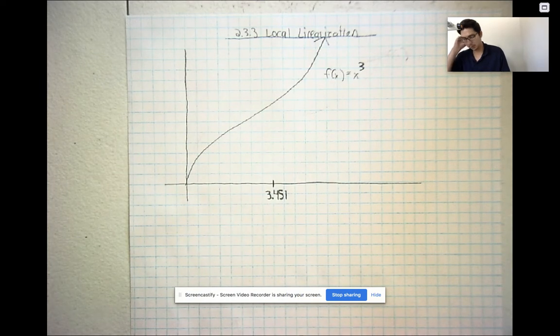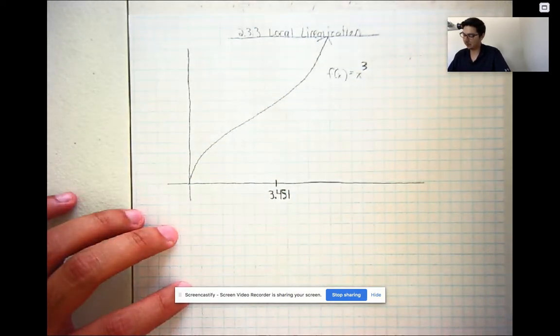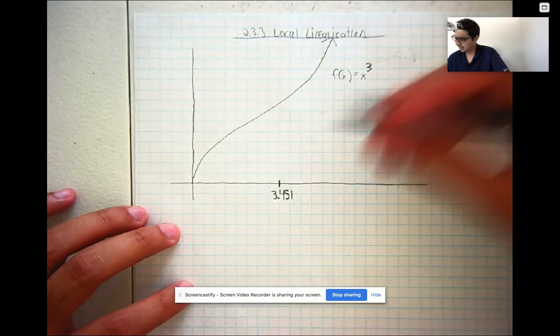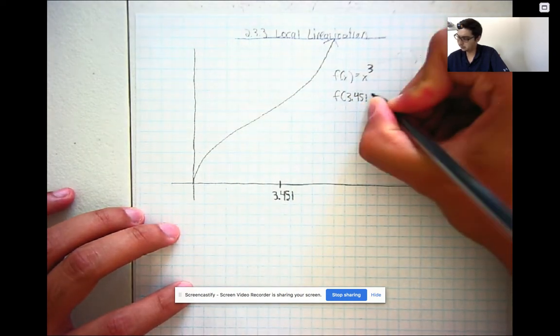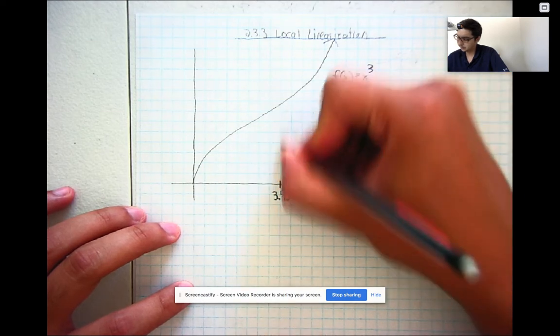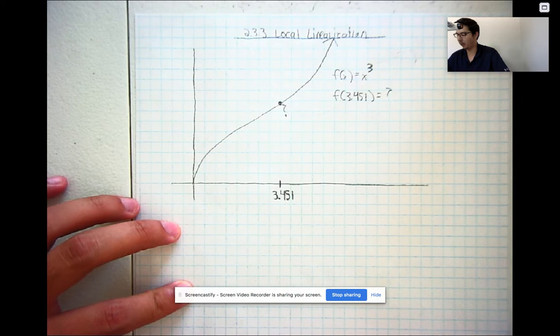So let's look through an example, and let's say we have the function x to the third here, and I kind of zoomed in on part of the graph in a way. And let's say we want to evaluate the function at 3.451. We want to know where the value is, where the curve is at that point.